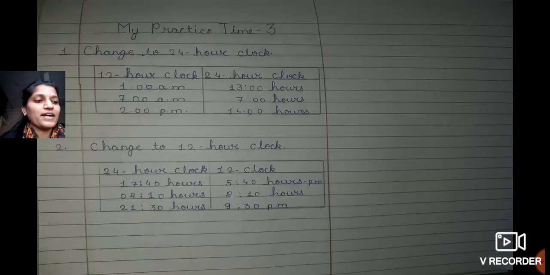concept, that is my practice time 3. Now students, this is very easy, as we all have learnt this during the lesson only, how to change 24-hour clock system to 12-hour clock system and 12-hour clock system to 24-hour clock system. Now students, we know that this type of time we can see at railway stations, airports, like that. Okay, so now we have to change here the timing.